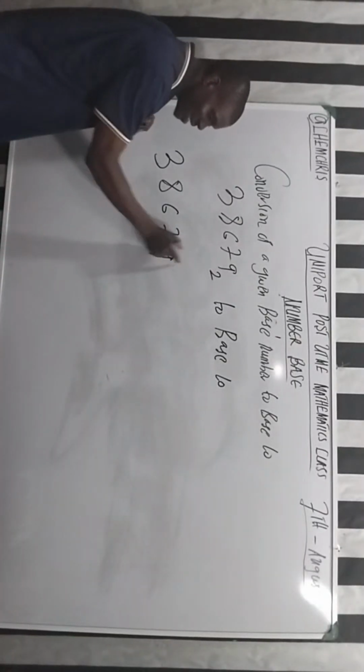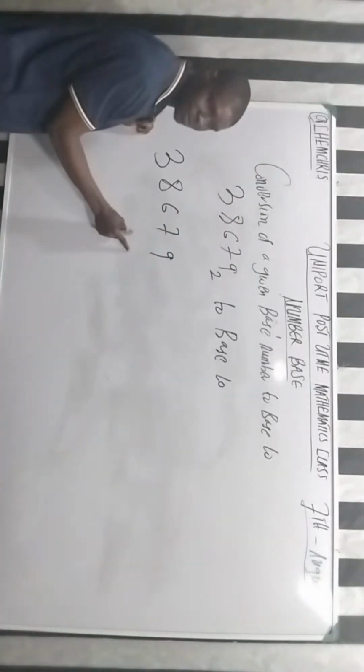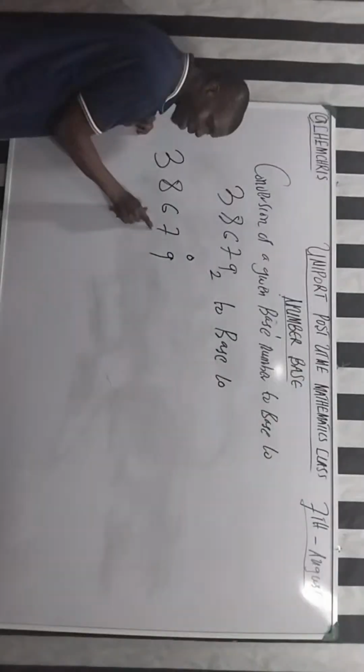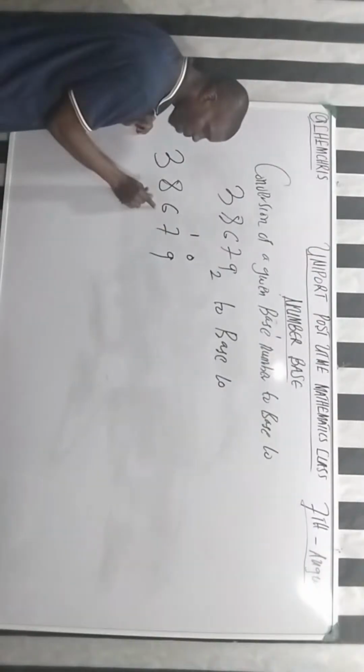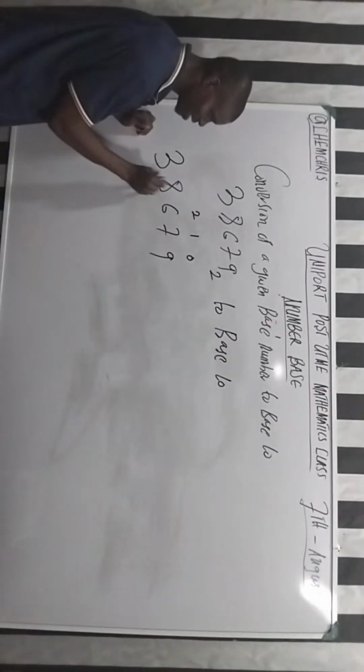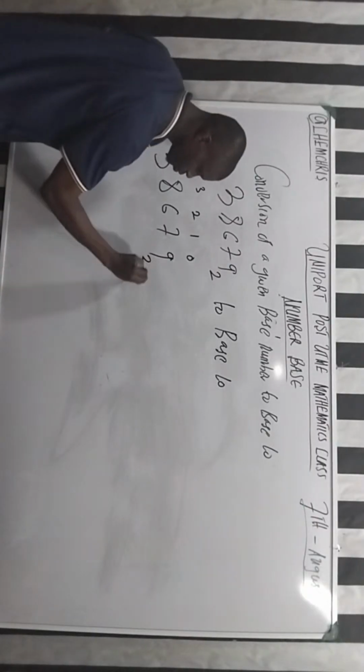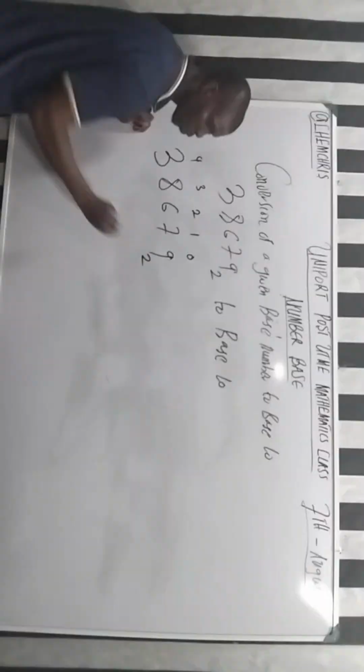Now, what is the position of this 9? The position of this 9 is 0, right? What about this one here? It is 1. This one here is 2. This one here is 3. This one here is 4, right? Remember, they have base 2, right? So what is going to happen here?